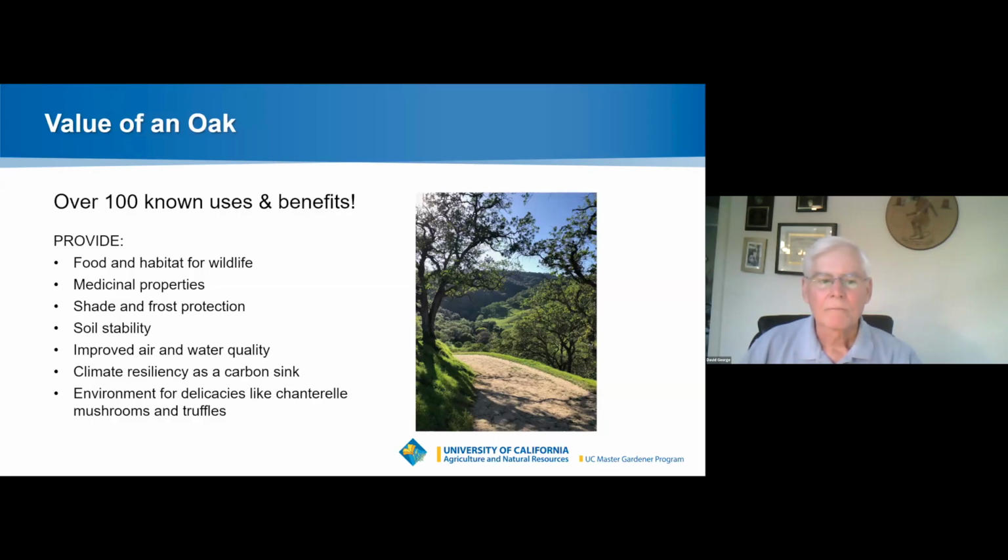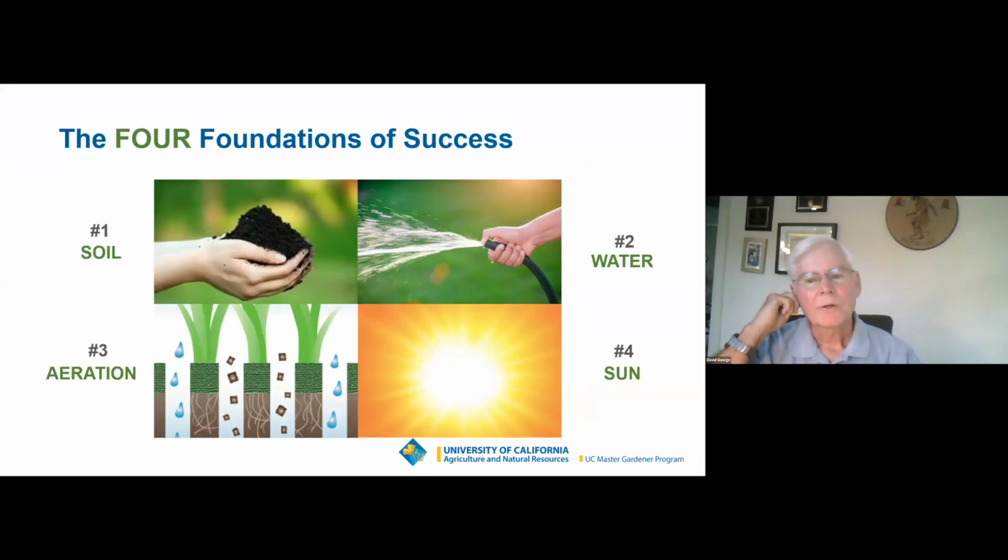And finally, oaks provide an ideal environment for delicacies like chanterelle mushrooms, one of my favorites, and truffles, which you can find locally. Acorns for food, oak wine barrels, and construction materials for the housing and furniture industries. So if you've attended Master Gardener webinars in the past, you've seen this slide before.